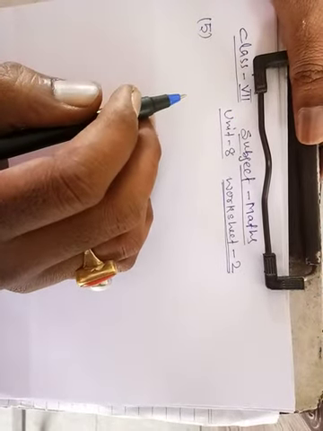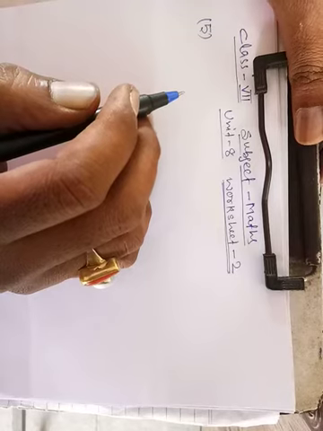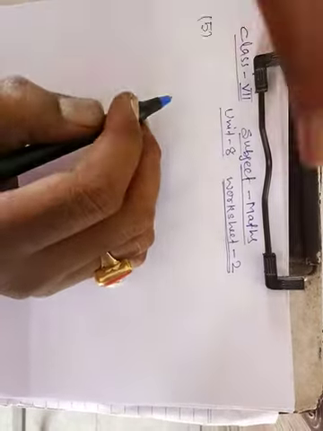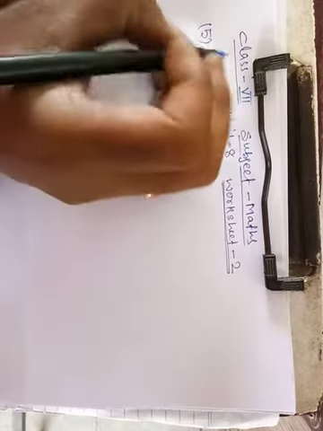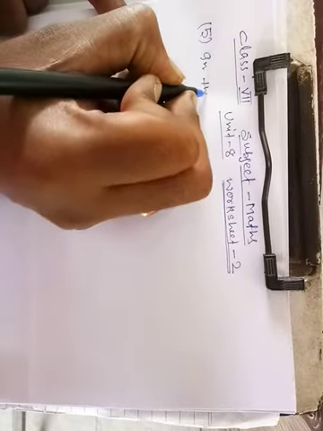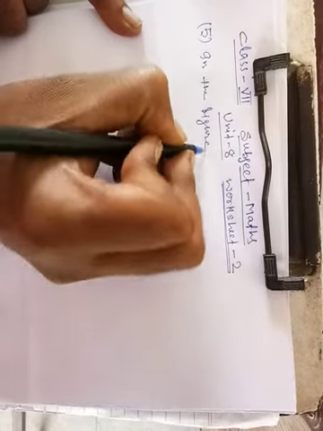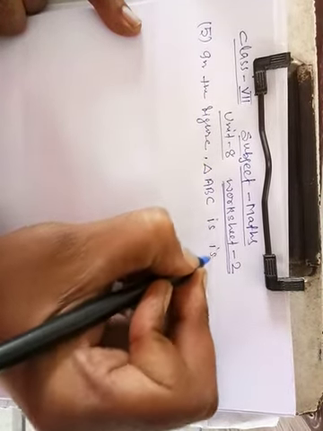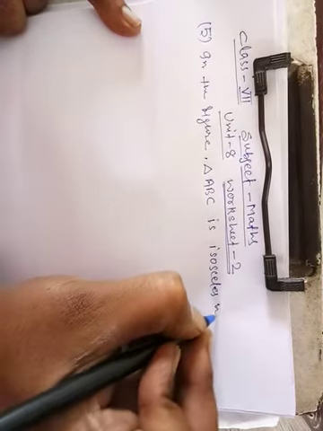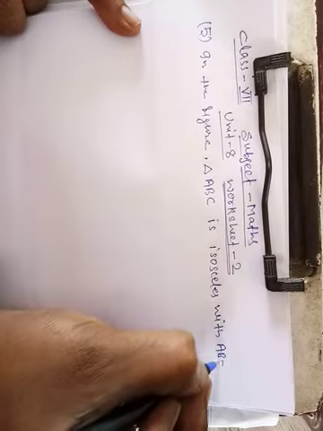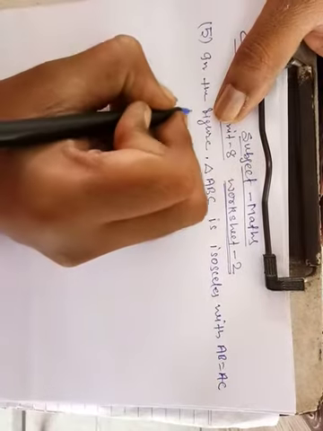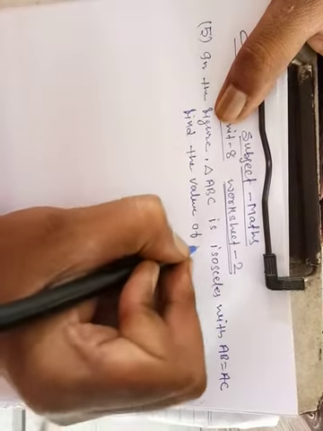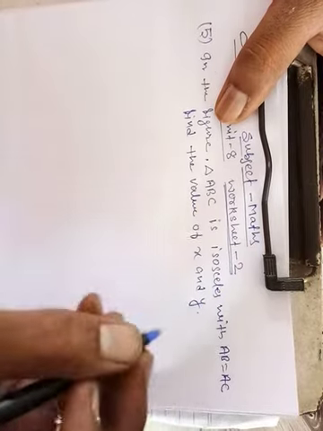Dear student, in this video we will learn problem of worksheet 2 of unit 8 from question number 5. In question number 5, given that in the figure, triangle ABC is isosceles with AB equal to AC. Find the value of x and y.